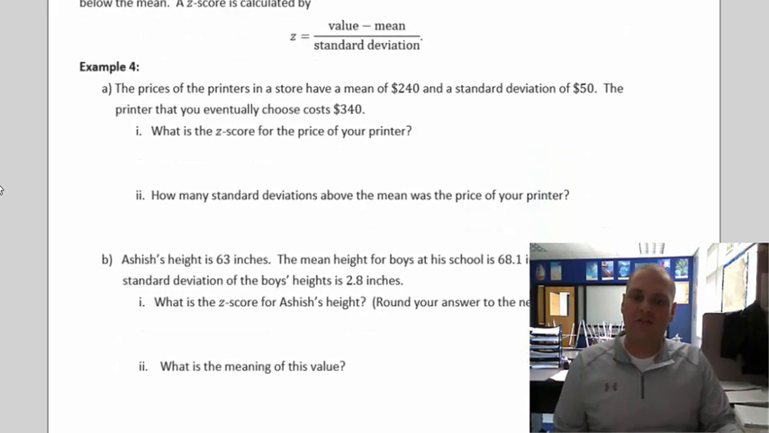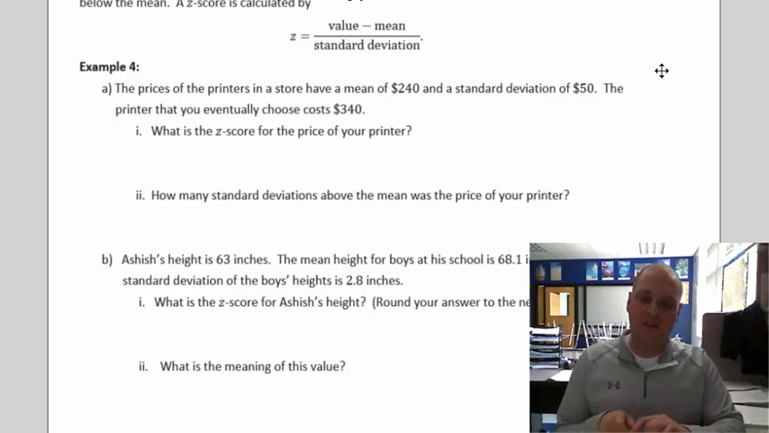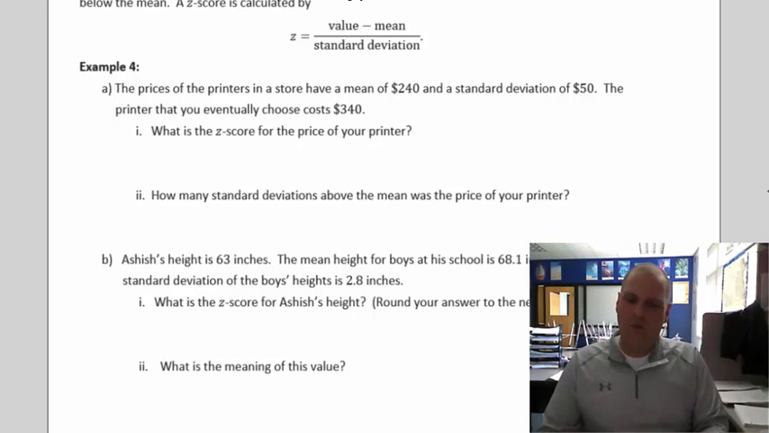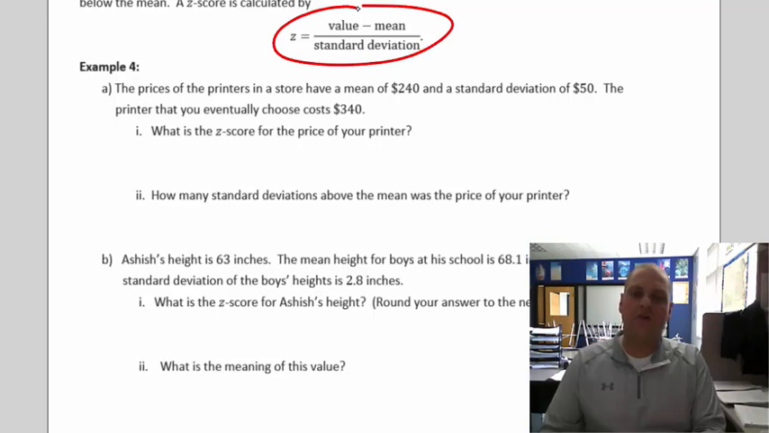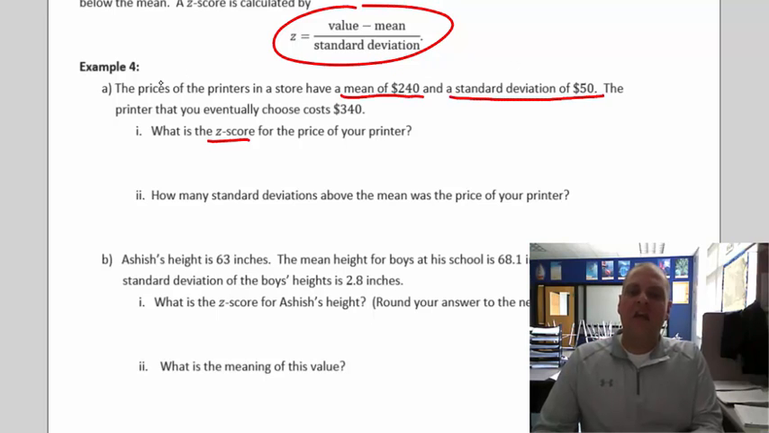So example 4 does it for us. Here's the formula to do Z-scores. I'm just going to give it to you and then we're going to use it. Here's our formula for Z-scores. You just take the value you want to find the Z-score of, subtract the mean, and then divide by the deviation. They got to give you all the information. So what is a Z-score of our printer? Well, let's see. The prices of printers in a store have a mean of 240, a deviation of 50. The printer you want to buy is 340.